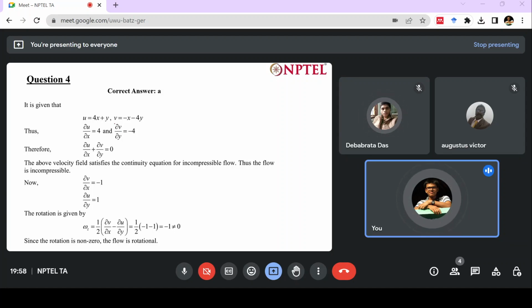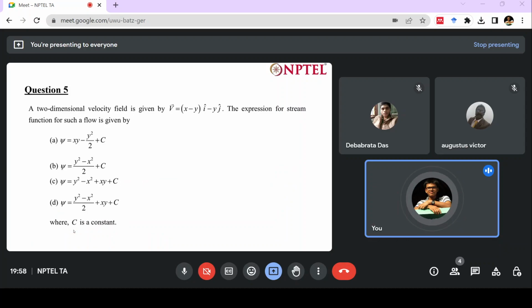So yeah, they have calculated it here. They have used the angular velocity. So this is angular velocity. You may use angular velocity or the vorticity, both are representing the same thing. Okay, all right.